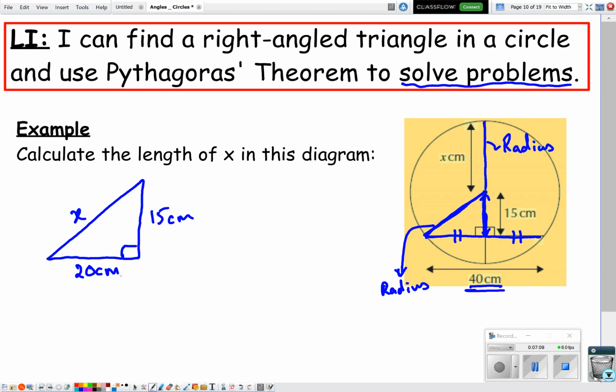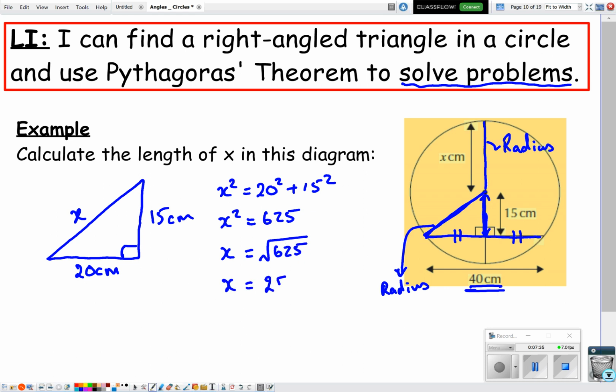So we've marshalled our facts, we've got our right angle triangle and all the information we've got. Let's use Pythagoras' theorem and solve. We'll try to find the long side, so it'll be 20 squared plus 15 squared. That comes to 625. And x will be the square root of 625. So x is 25 centimeters.